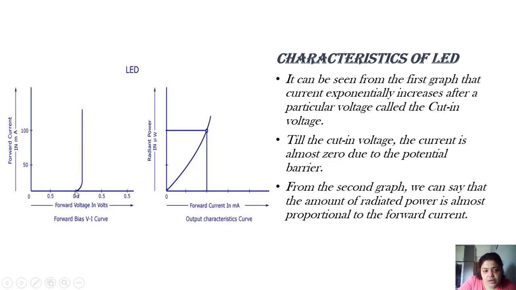But you can see that the current has exponentially, or you can say suddenly, increased. This sudden increase in current corresponds to a voltage which is known as the cut-in voltage. It is the same as the threshold voltage. You can call it cut-in voltage, you can call it forward voltage, you can call it the threshold voltage. So till this cut-in voltage, the current is zero, but the moment this voltage is achieved, the current has exponentially increased.